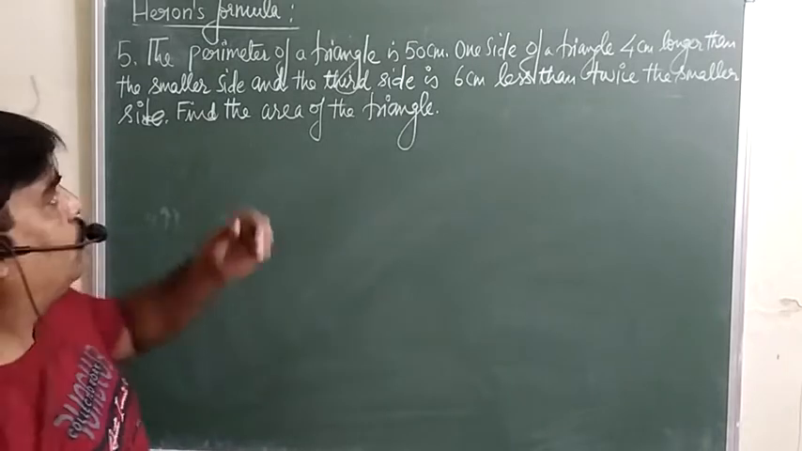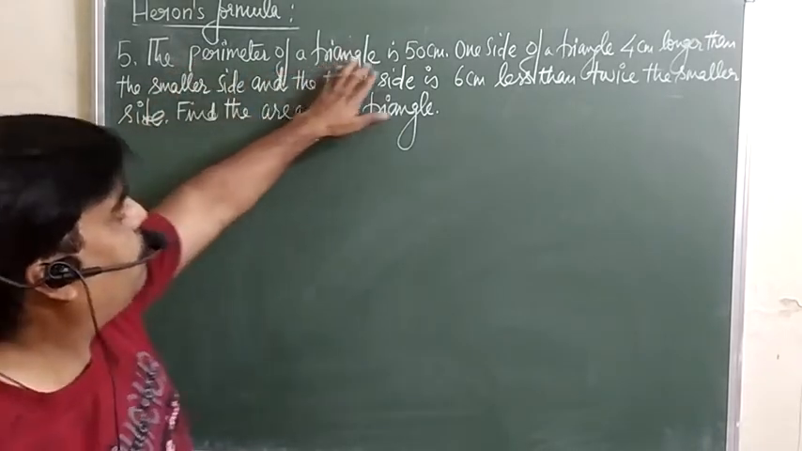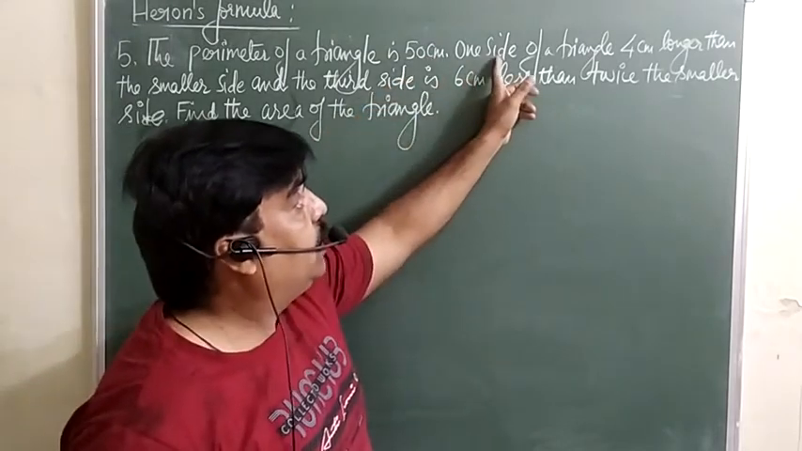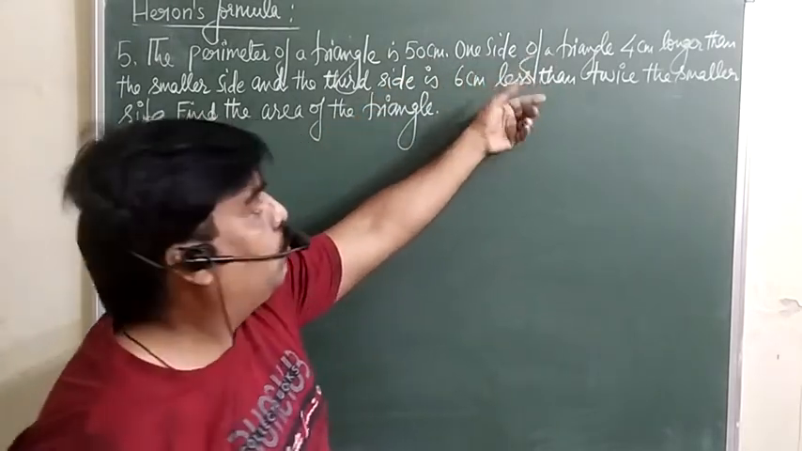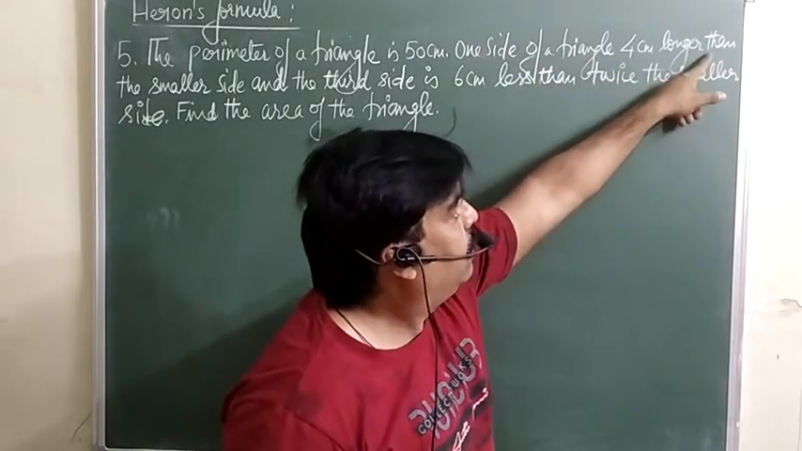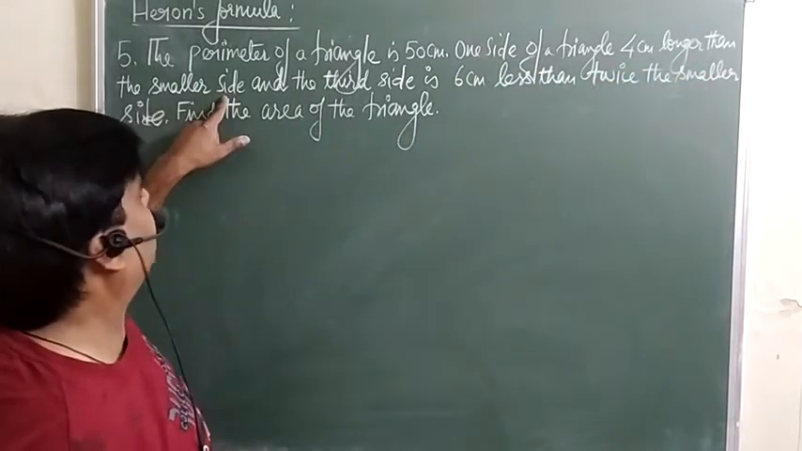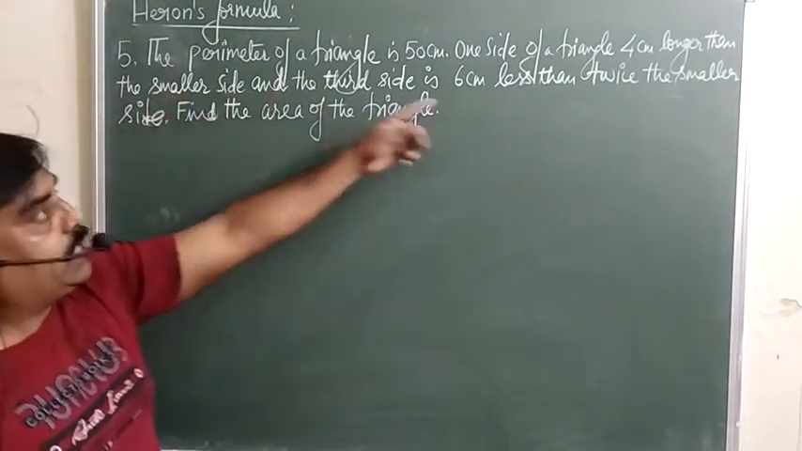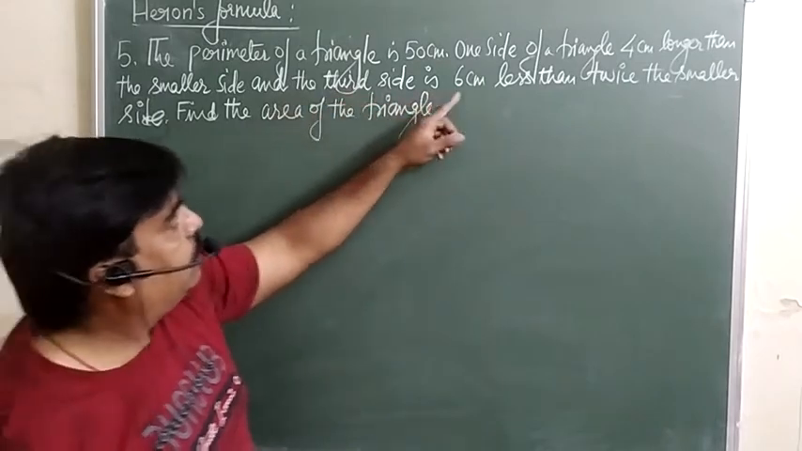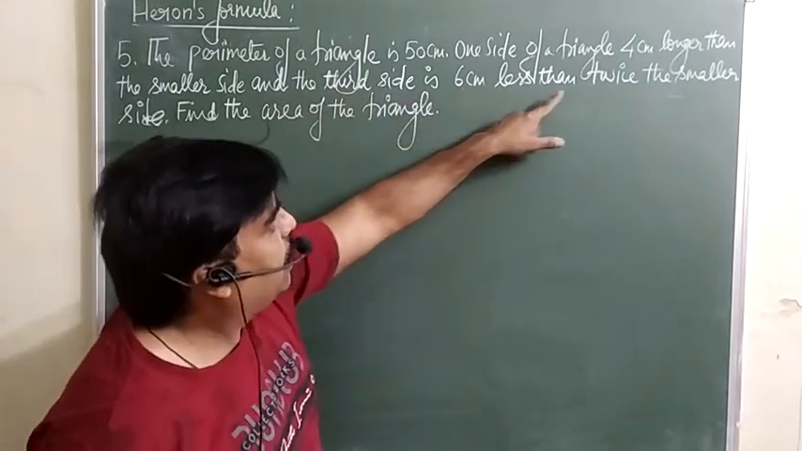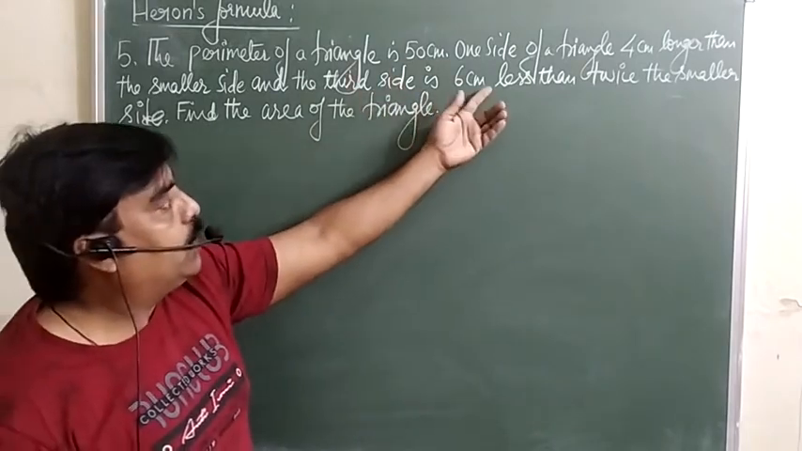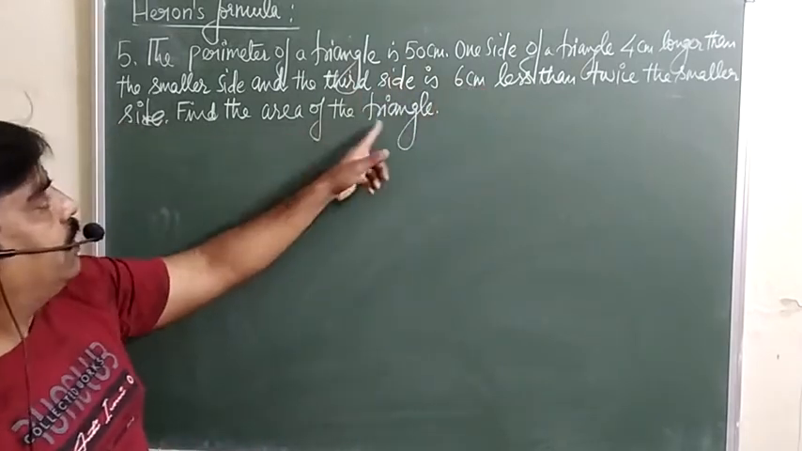Yes. Now another problem, the question is: the perimeter of a triangle is given as 50 centimeter. But there is a relation in the sides. What is it saying? One side of a triangle is 4 centimeter longer than the smaller side. Whichever is the smaller side, one side is 4 centimeter longer than it. And the third side is 6 centimeter less than twice the smaller side. You have to find the area of the triangle.